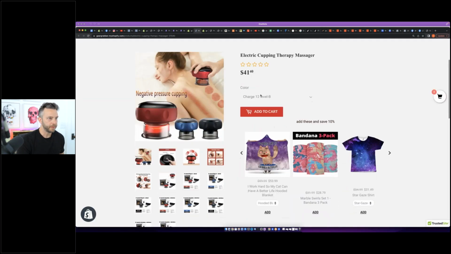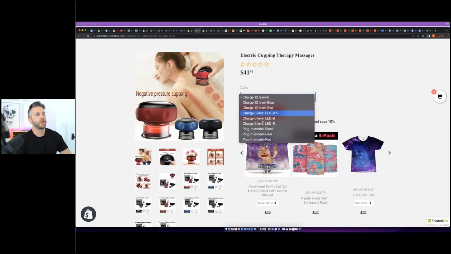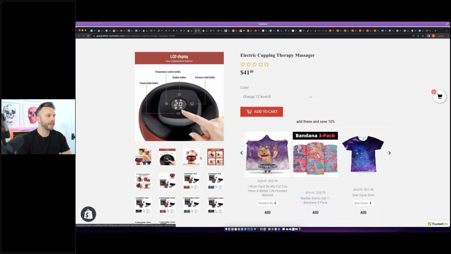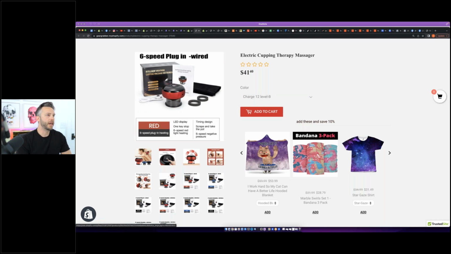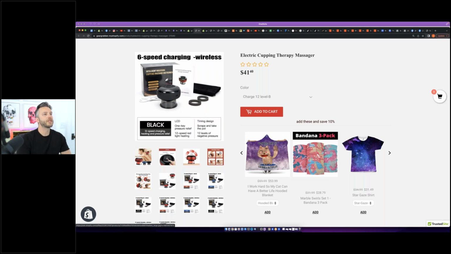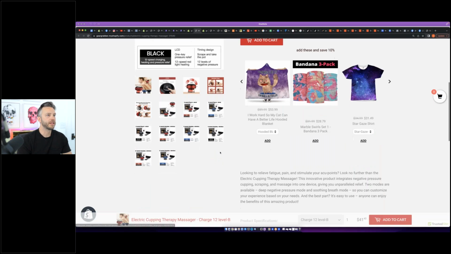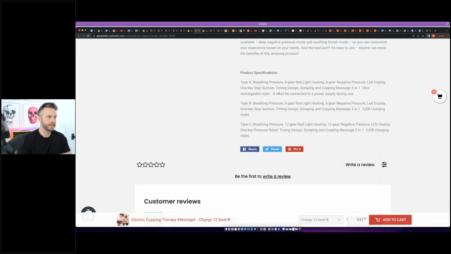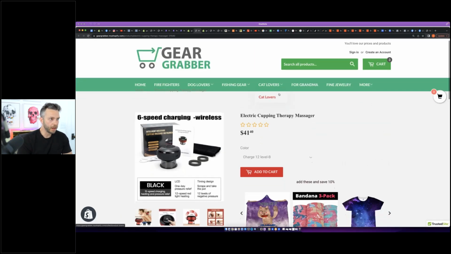And depending on what color they want, what model they want, it'll be a different price. All the images are here, and all the different colors are here. So this is a 6-speed. There's a 12-speed. So depending on if you want a 6-speed or 12-speed, it's going to be more or less. The description is all here. Everything is here for you, right? Done. All right, there we go.